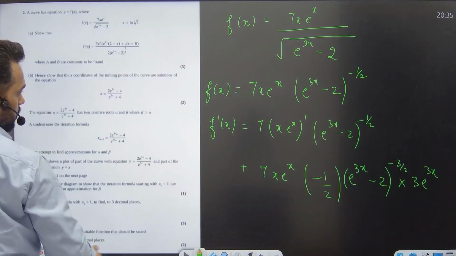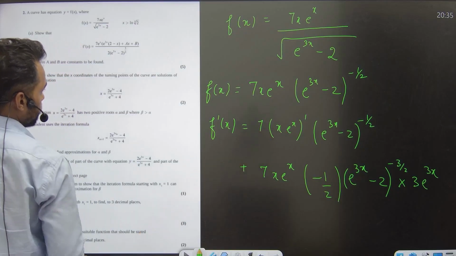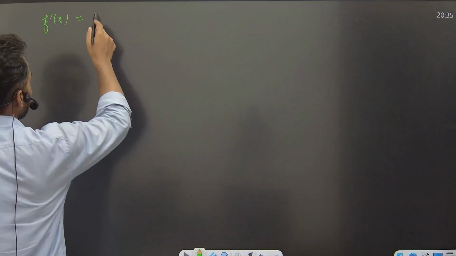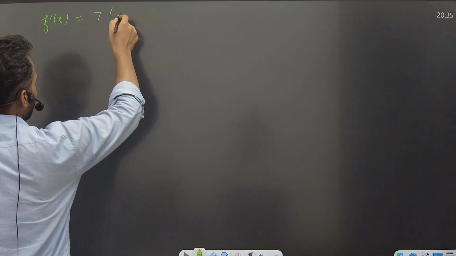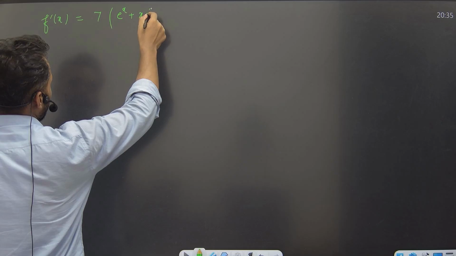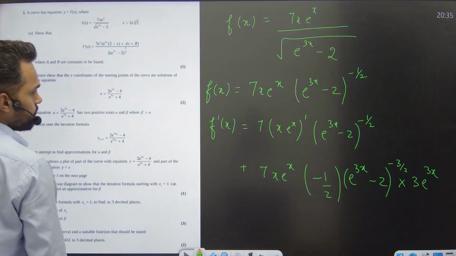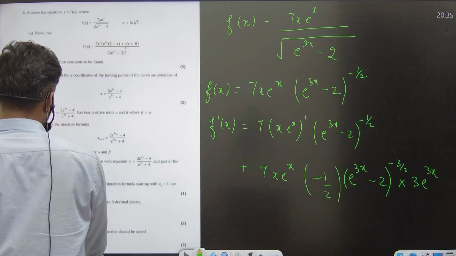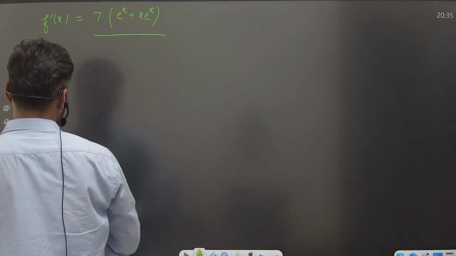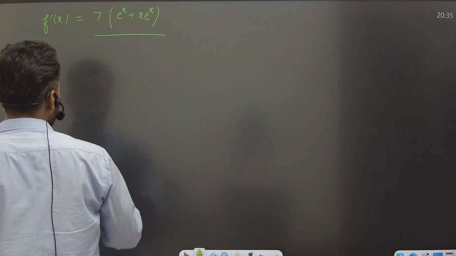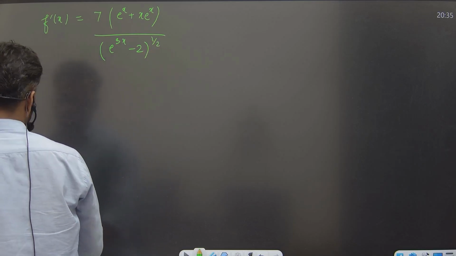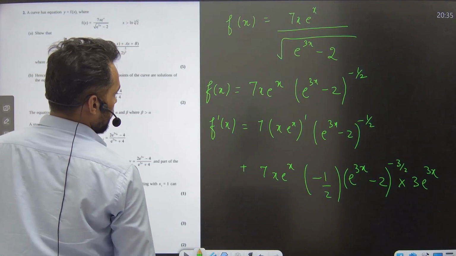F prime x can be written as, now here the differentiation of this part, student, it will be 7 times the differentiation of this part, which will be e power x plus x raised to the power e power x. This part is e power 3x negative of 2. We'll write it downwards, so we can write it like this, and the denominator will get e raised to the power 3x negative of 2 raised to the power 1 by 2. Okay, now let's move ahead.